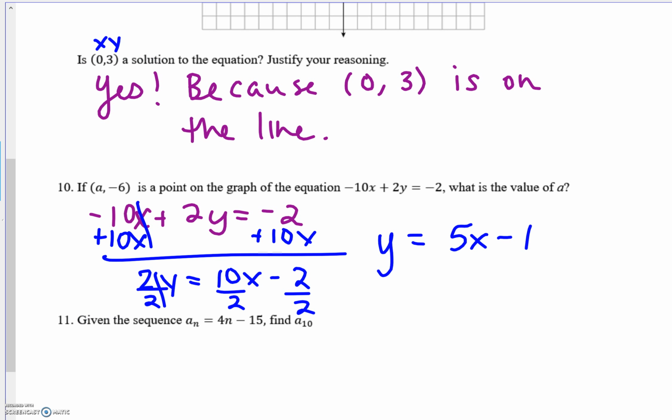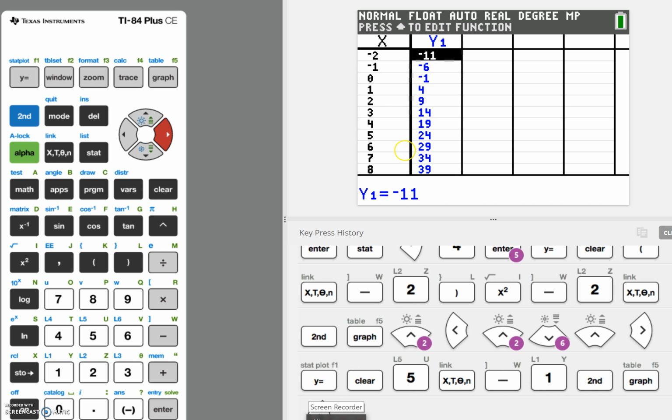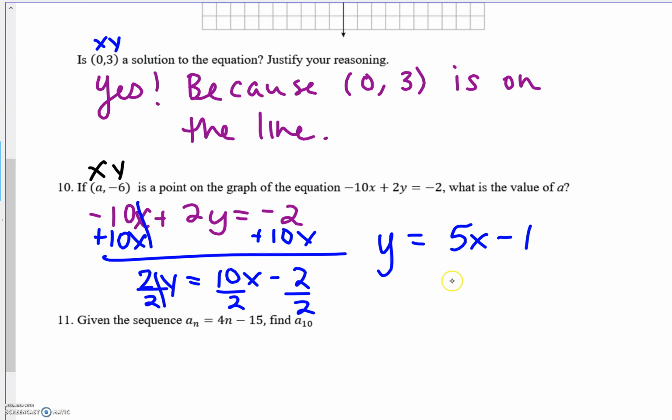Let's look at what we know. We know the y coordinate is negative 6, so I'm going to look in my y column for a negative 6. When y is negative 6, my x value was negative 1. So (-1, -6) is a point on that line. Therefore, a is negative 1.